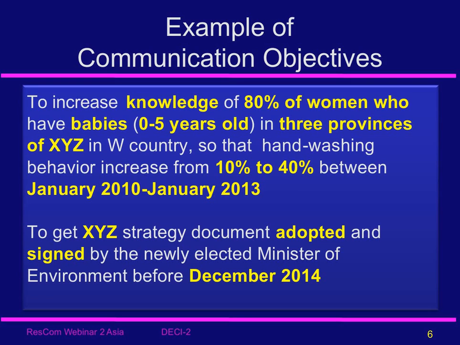Second example: to get the XYZ strategy document adopted and signed by the newly elected Minister of Environment before December 2014. This example is not as specific as the first one. If we cannot formulate as specifically as that, it's also fine, as long as you can indicate and measure the change that you are going to achieve through communication, which in this example is that the strategy document is adopted and signed by the newly elected Minister of Environment before December 2014.